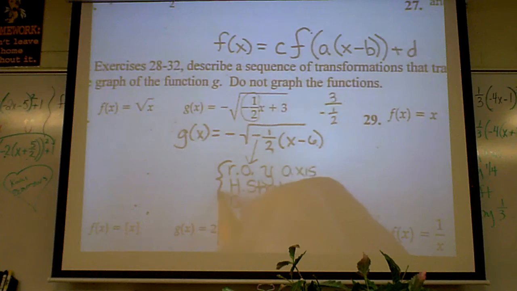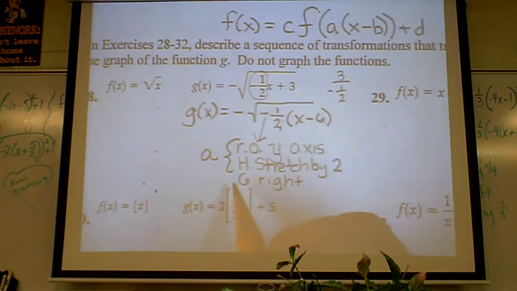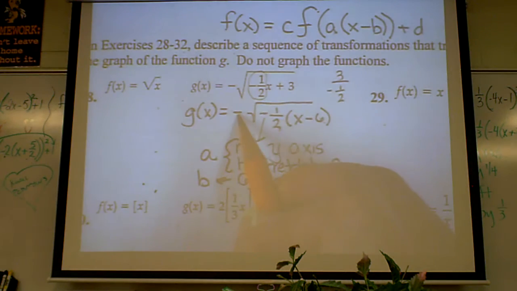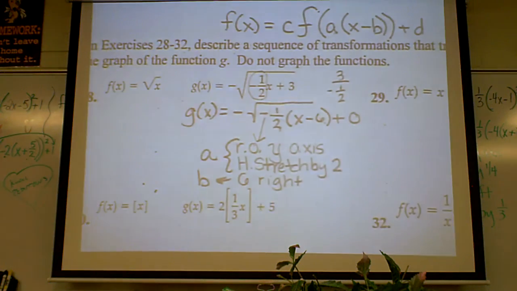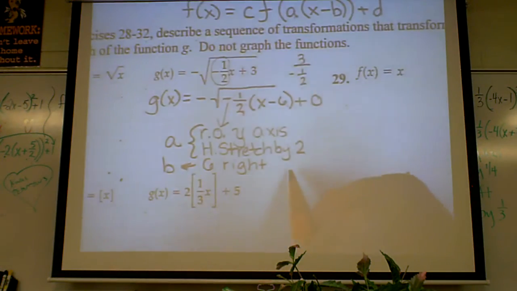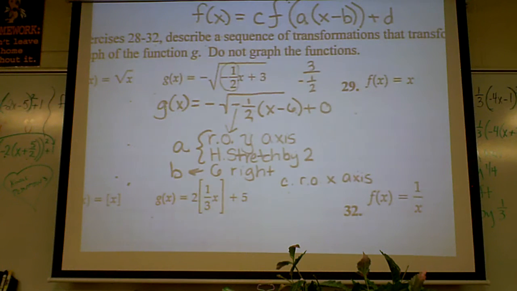So these two were your A value here. Then you do B. This is B. And then C would be this one right here. This is a reflection over the x-axis. And there is no D value, so you don't have to shift up or down. So A, B, and then C was reflect over x-axis. You get that one?